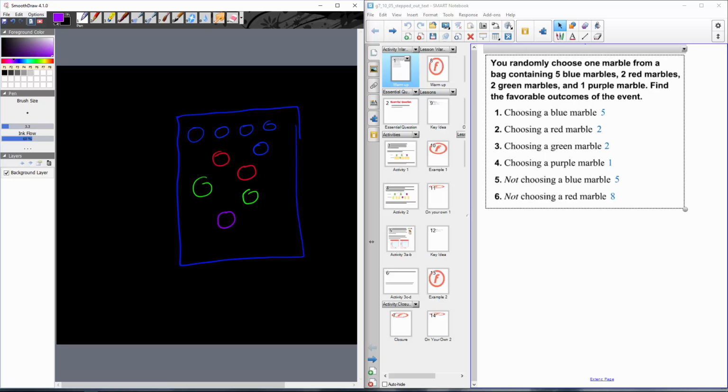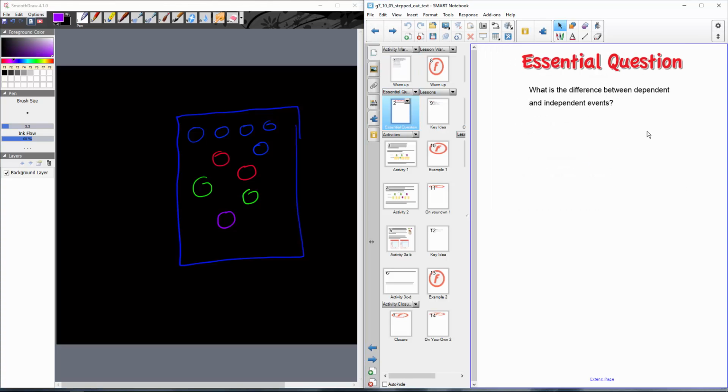For not choosing blue, that means I get rid of all the blue, and I'm left with 1, 2, 3, 4, 5 different options here. And then not choosing red, that means I count everything but these 2. So 1, 2, 3, 4, 5, 6, 7, 8. And that's how you get the 8. These right here are not independent events. So we want to figure out the difference between dependent and independent events.